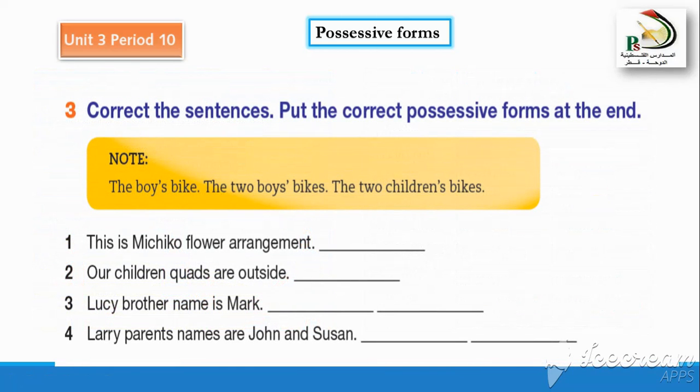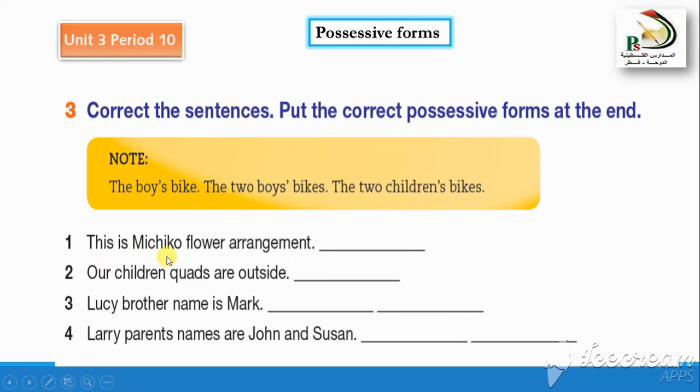Now pause the video here and solve this exercise. Write the sentences, put the correct possessive forms at the end. The boy's bike, if the boy is only one. But when we have more than one boy, that would be boys, right? How to show that these bikes are for the boys? We will add an apostrophe only here, okay? The two children's bikes, there is no s, so we added an apostrophe with s.